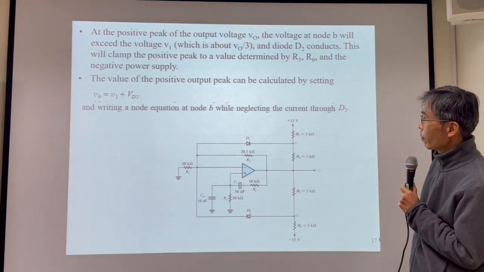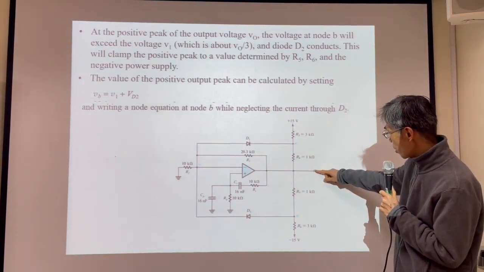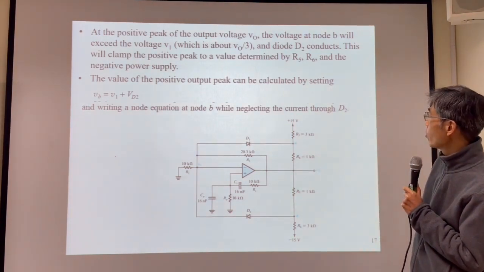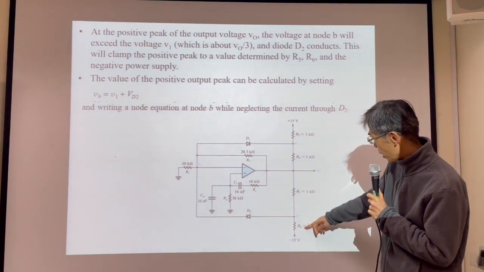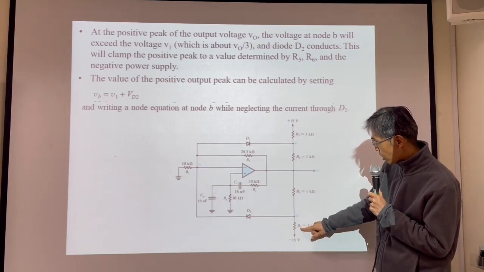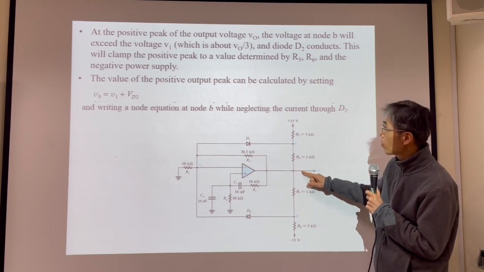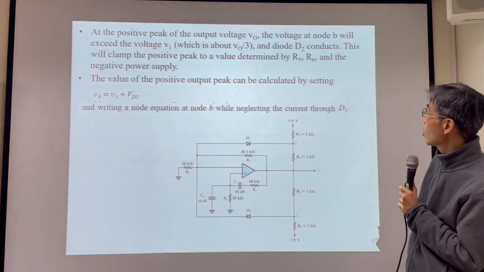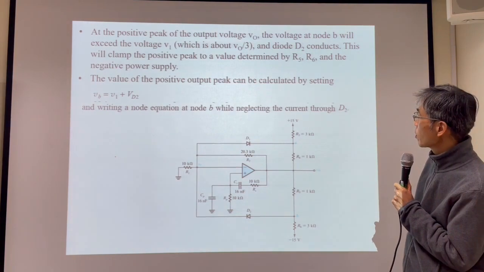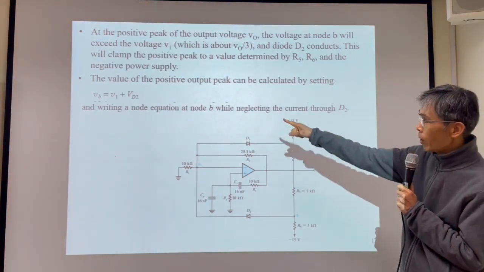This will clamp the positive peak. So this positive peak will be determined by R5, R6, and minus 1.5 volts. See, this is R6, this is R5. Then the positive peak will be determined by this value.